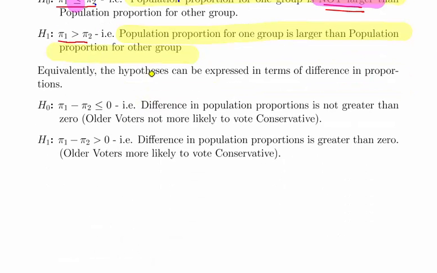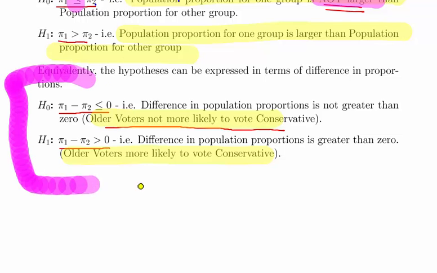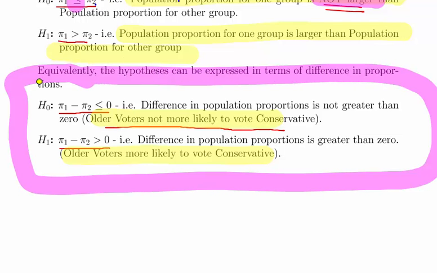Now, I'm going to rephrase those in terms of differences. So, just a quick mathematical statement. Pi 1 minus pi 2 is not greater than 0. Pi 1 minus pi 2 is greater than 0. So a little statement like that: older voters are not more likely to vote Conservative. Older voters are more likely to vote Conservative. Something like that is what should appear in your exam paper.